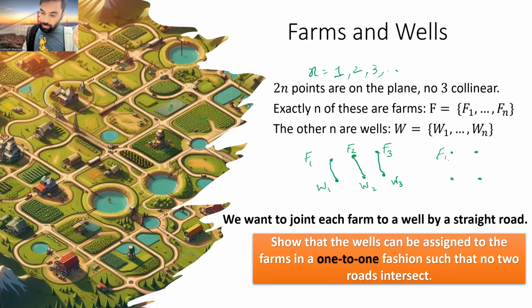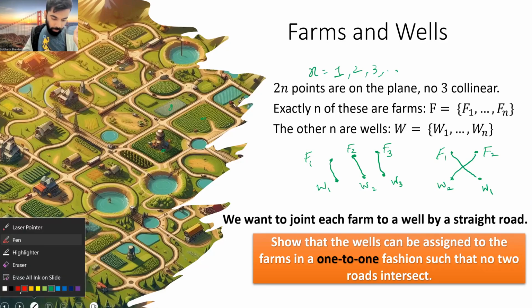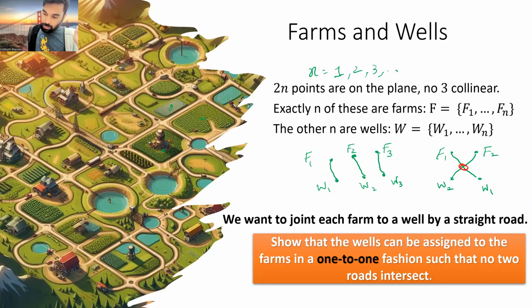So for instance, if this is F1, this is, let's say F2, I'm just taking another example, and this is W2 and this is W1. Then if you join F1 with W1 and F2 with W2, this won't work because this has an intersection over here. This is not allowed. But there is an easy solution. You can see it: just join F1 with W2 and join F2 with W1. Then the 2 roads are not intersecting.